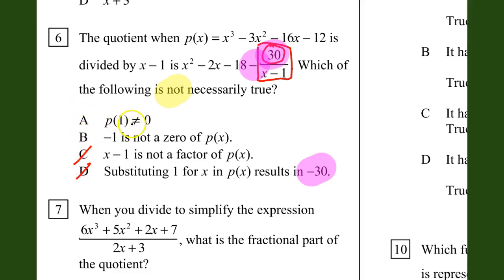Is p of 1 not equal to 0? Well, if it was a solution, yeah, p of 1 would be equal to 0. So that can't be it. So it leaves us with negative 1 is not a 0 for p of x. Notice how we didn't test negative 1 by dividing by x minus 1. That's technically testing x equals positive 1, right?